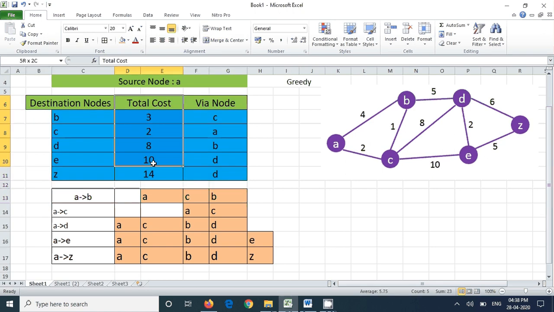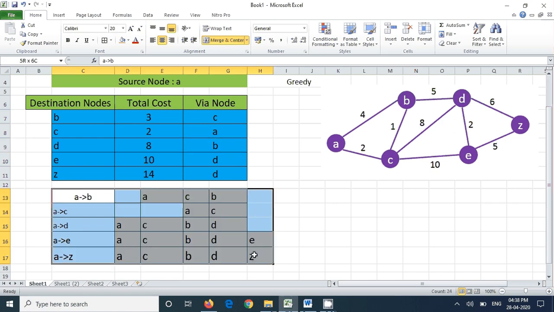The table gives the total cost from A to B, A to C. The total cost is given, and the via node is given. Via node means just the previous node. You cannot get the full path, so for full path derivation, you have to write a simple logic. The AB path is A to C, then CB. It's edge to edge. This AC you can go directly. So here we are following 3 edges: A to C, then CB, then BD. So this is the shortest path.